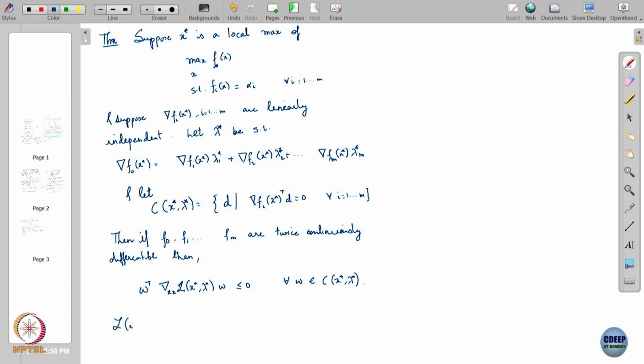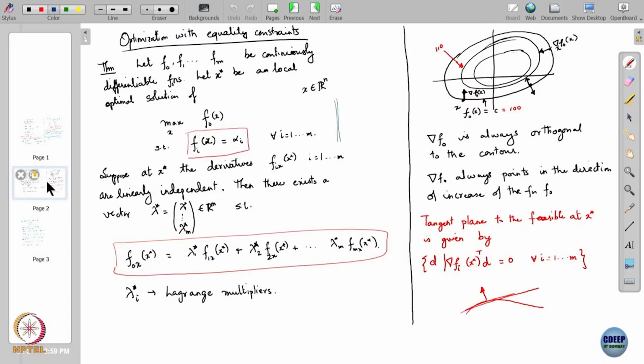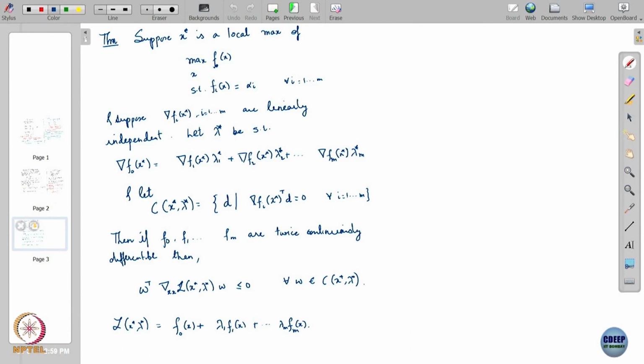Now, here this L, L of this is the function defined as this. So this is your second order condition, which tells you that if you have found a point that satisfies the previous condition, that means this boxed one, it satisfies the constraint and all this. Okay. So, now if it is a local maximum and you know that your functions are twice continuously differentiable, then this must also hold.